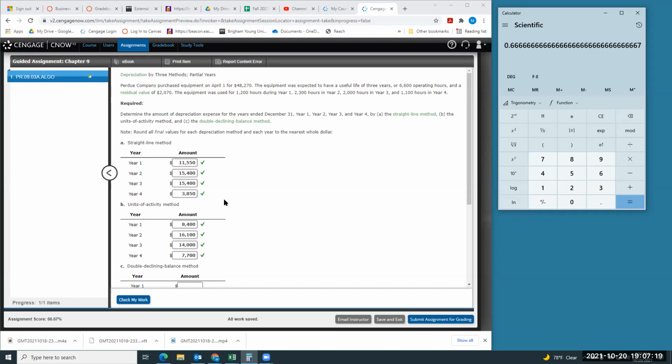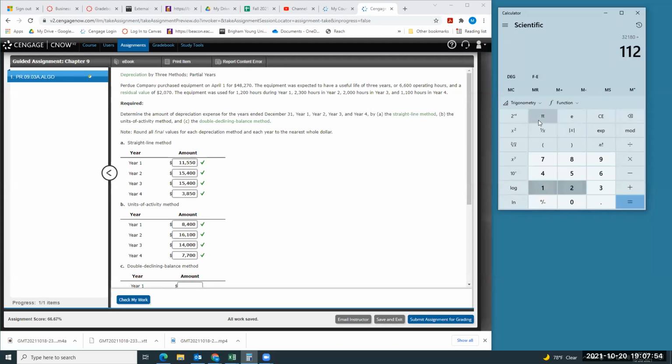And now we're going to start figuring out our depreciation expense for each year. So with the double declining balance rate, we do not subtract out the residual value up front like we did with straight line and units of activity. Instead, we just take the full cost, 48,270, and we multiply that by our rate. And that gives us a depreciation expense for a full year of $32,180. But part of our problem here is that we don't have it for a full year in that first year. We only have it for 9 months.